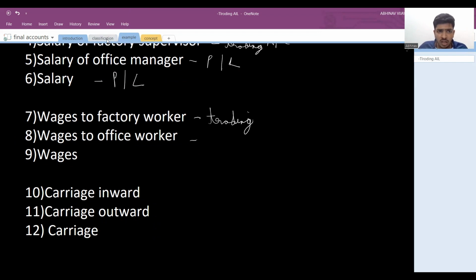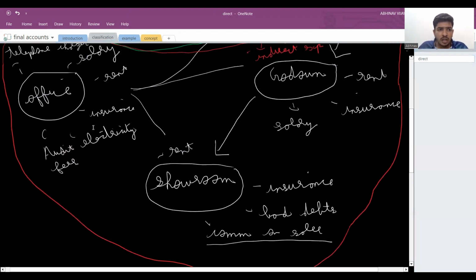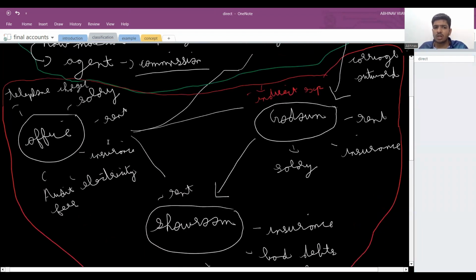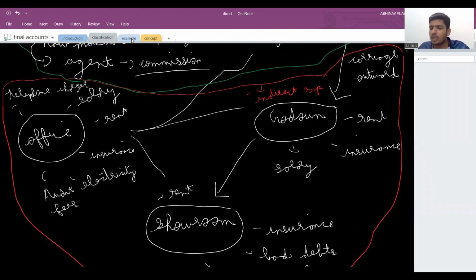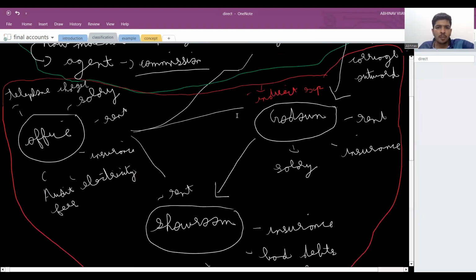Now, worker is given here. But in the office, there may be peons or gardeners whom you need to pay, but they work within the office. They provide services to the office. So it comes under the ambit of indirect expenses.